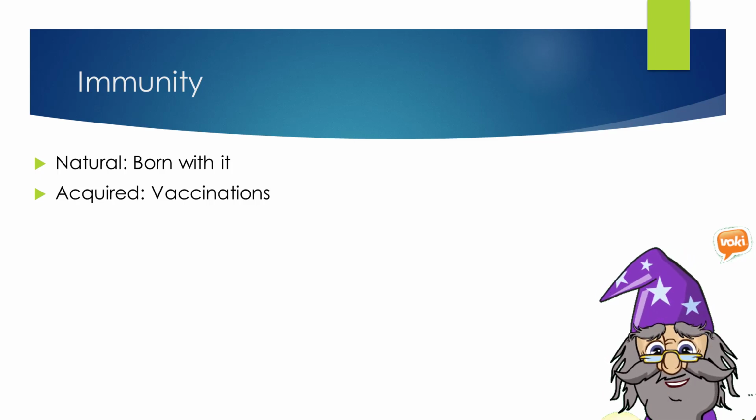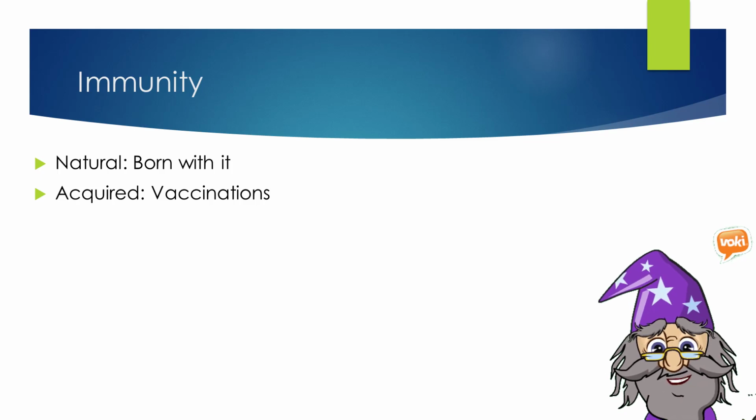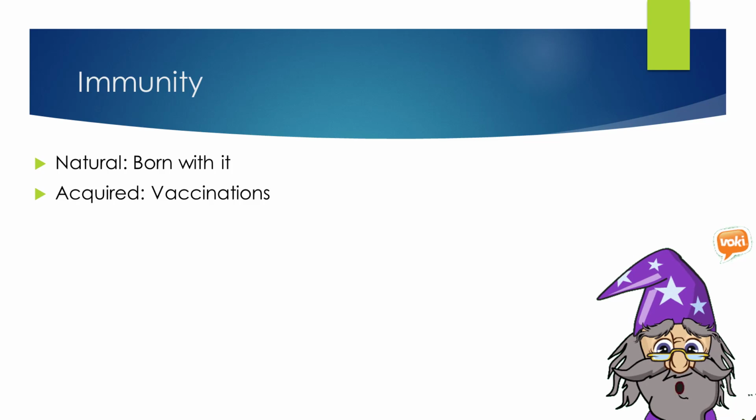Acquired immunity is the immunity you have built up by being exposed to various infections, as well as getting vaccinated against certain diseases.